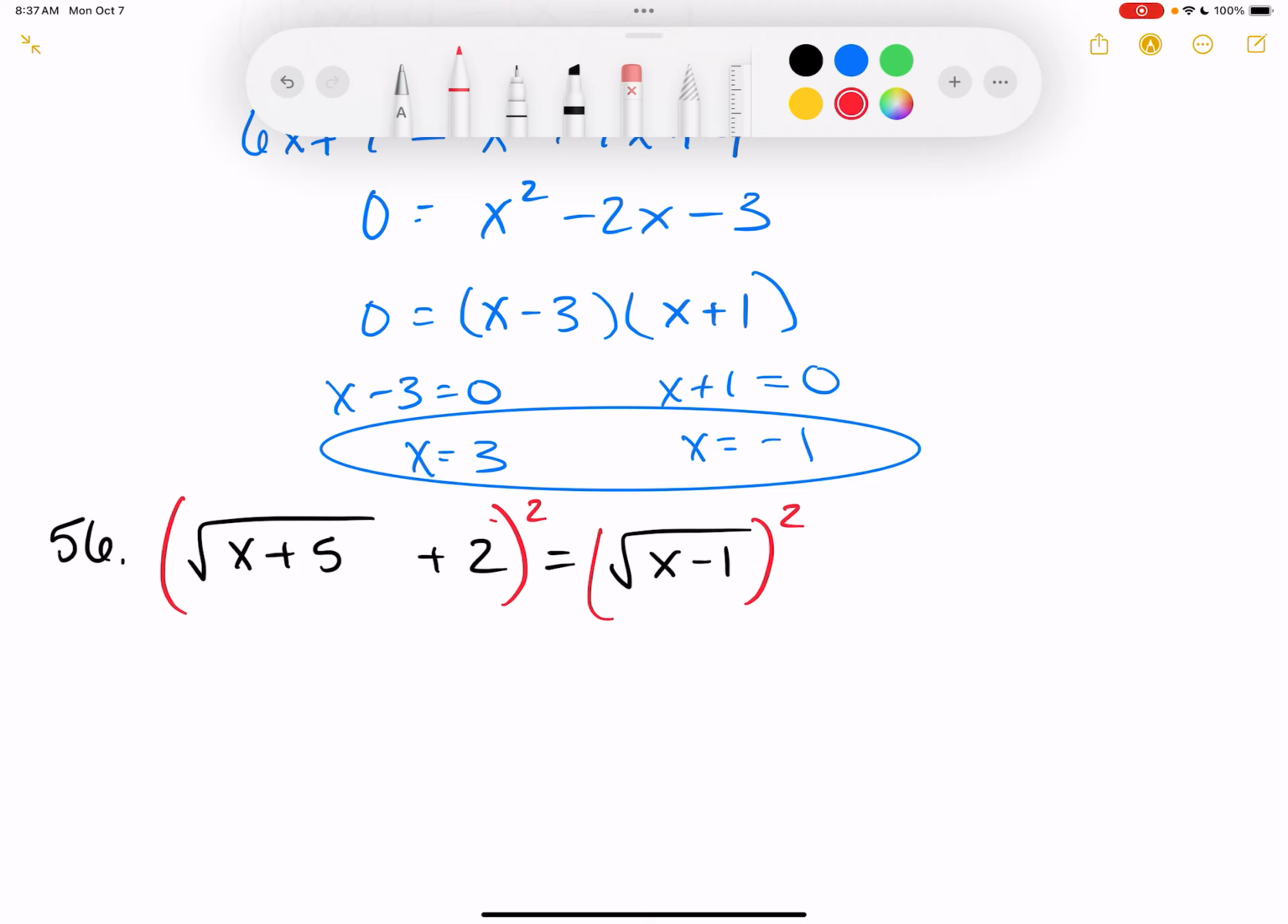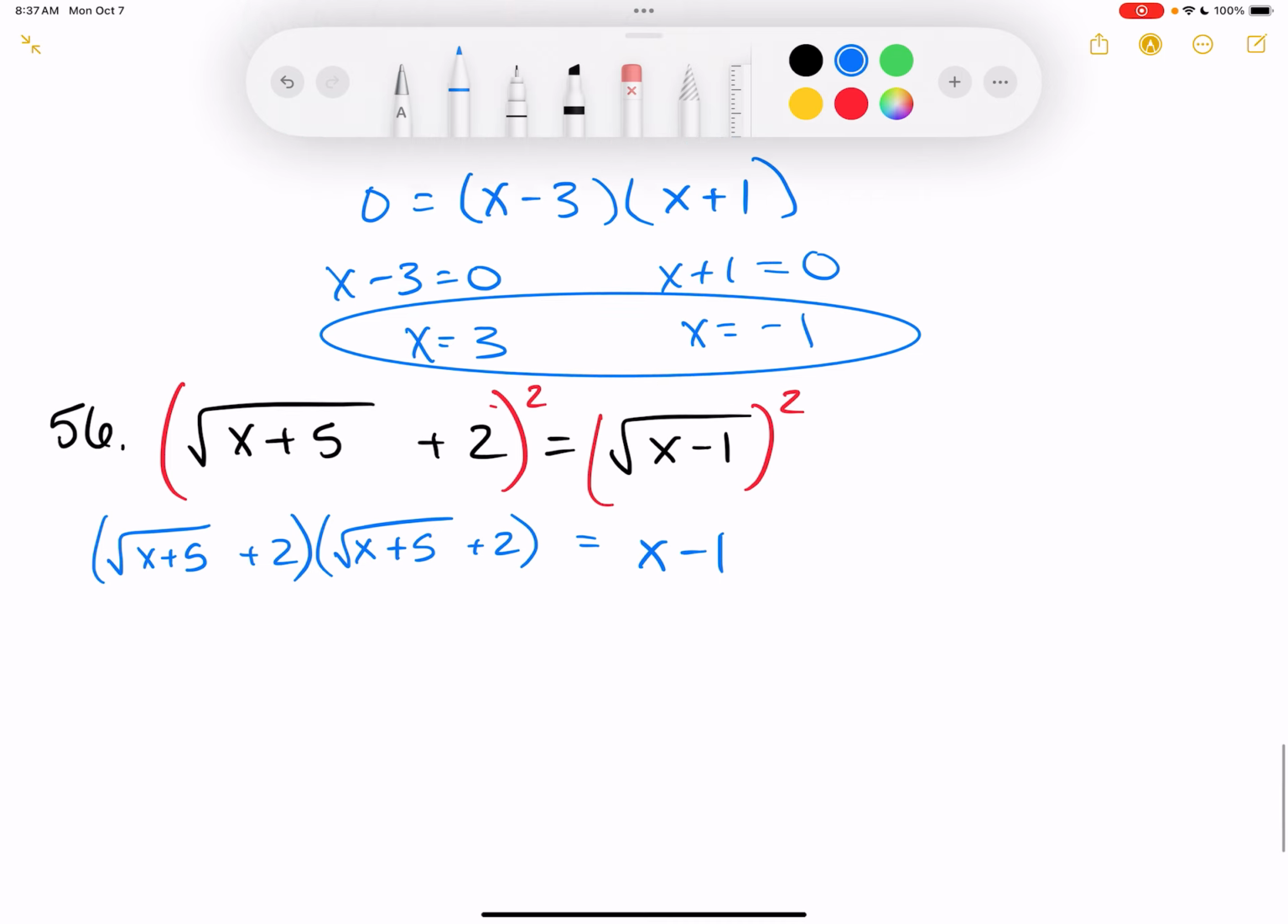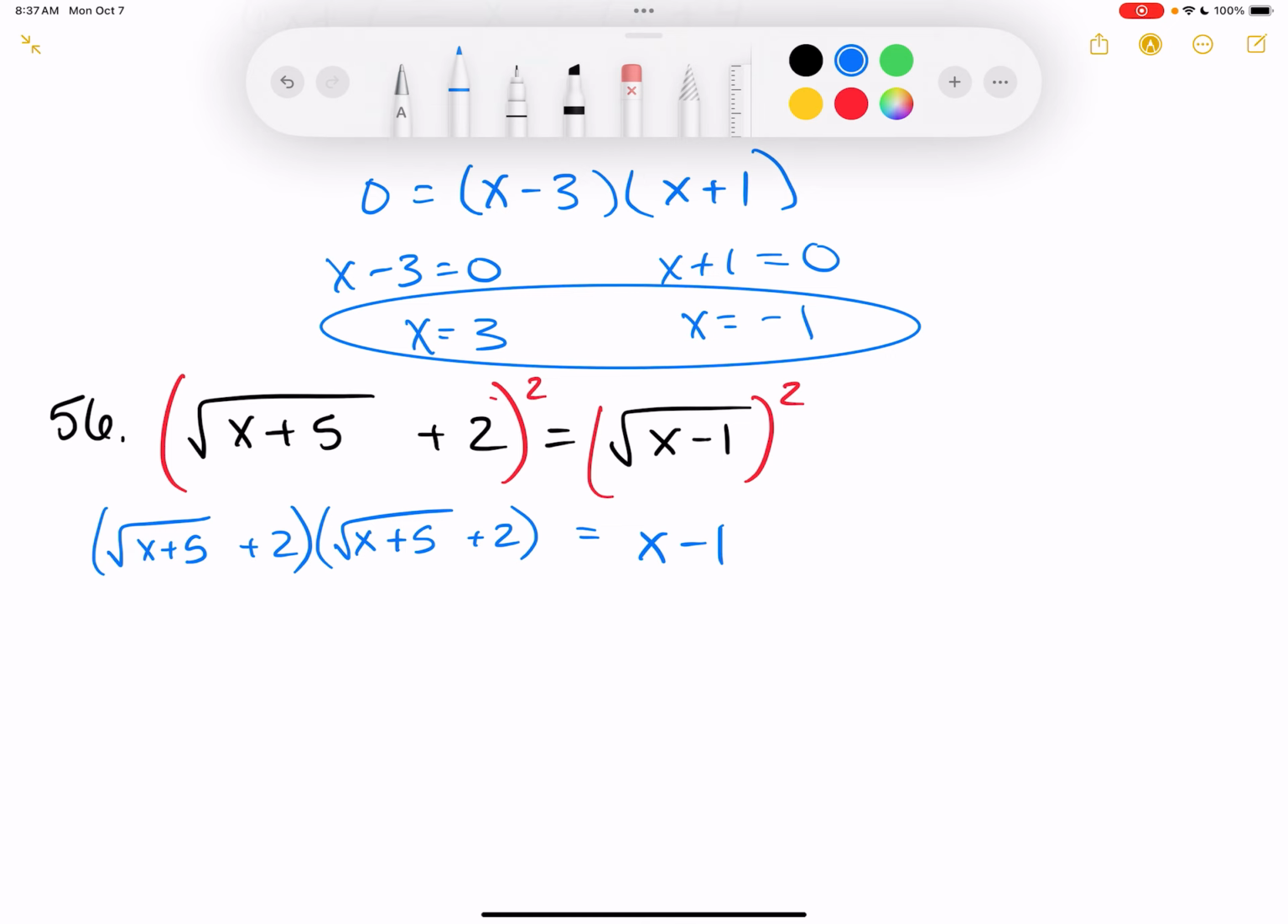So this is now the same thing as me saying I have the square root of x plus 5 plus 2 times the square root of x plus 5 plus 2 is equal to x minus 1, because that square root and square just cancel. So I need to go through and FOIL this, and obviously it's a perfect square trinomial like the previous one, but I think it's easier to see this one by multiplying it out.